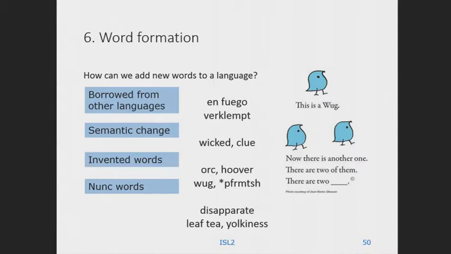There's a famous test, for example, to look at how children acquire and use, not so much acquire, but how they use morphology. And that's the WOG test. So they got things like this. This is a WOG. Now there's another one. There are two of them.